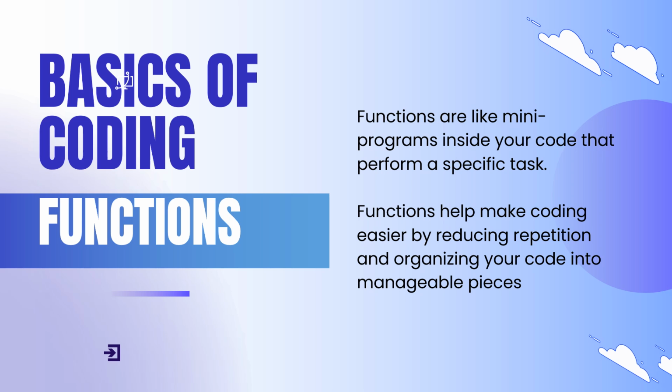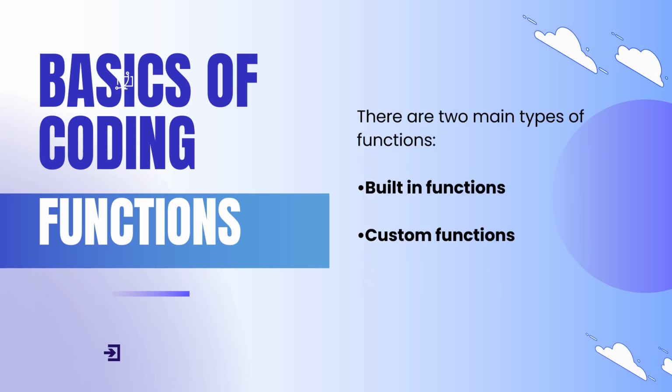Moving on, let's talk about functions. Functions are like mini programs inside your code that perform a specific task. Functions help to make coding easier by reducing repetition and organizing your code into manageable pieces. In Python, there are two main types of functions, built-in functions and custom functions.